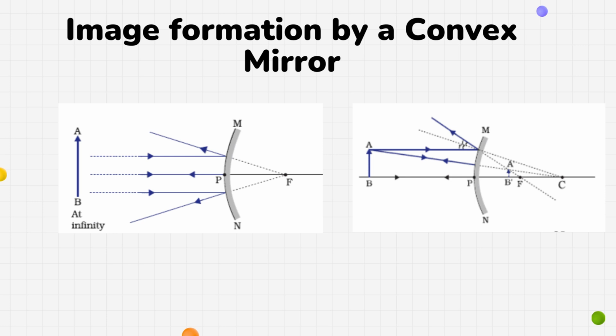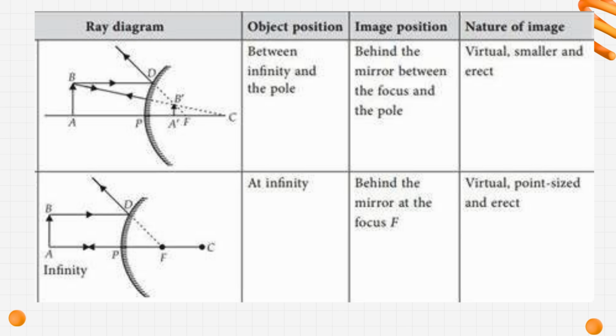For the convex mirror, there are only two positions for the object: at infinity and in between infinity and the pole. Here in this first picture, we can see that the object AB is placed in between infinity and the pole. The two rays coming from this object are reflected back and intersect at a point in between the pole and focus. That means the image position is behind the mirror, between the focus and the pole, and the nature of the image is virtual, smaller and erect. In the second picture, the object is placed at infinity, and the reflected rays intersect at the point where the focus is located. That means the image position is behind the mirror at the focus, and the nature of the image is virtual, point sized and erect.